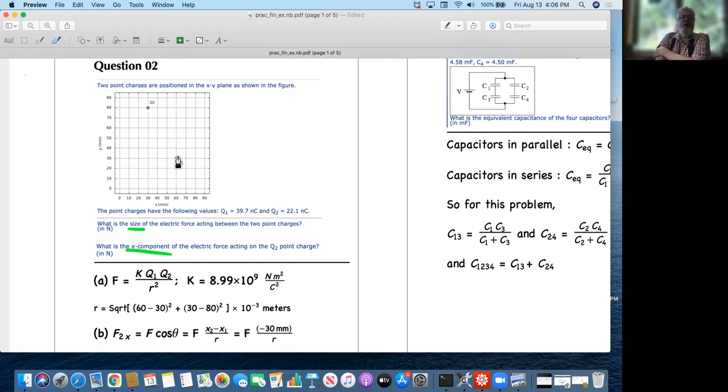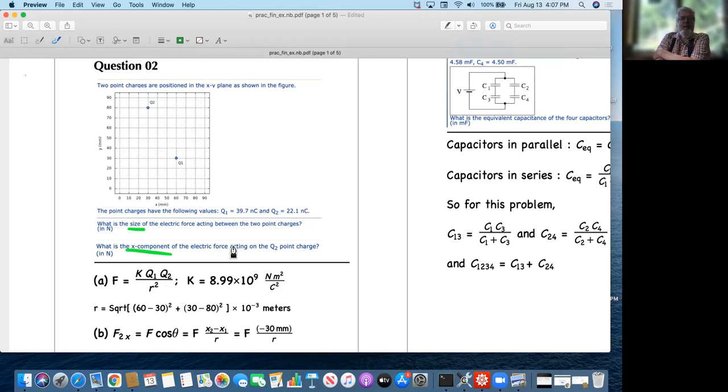So you see this charge is located at 60, 30 millimeters. This charge is located at 30, 80 millimeters. So R is the square root of delta X squared plus delta Y squared. You remember to convert it into meters, by the Pythagorean theorem. So now you just use your calculator to calculate that number.